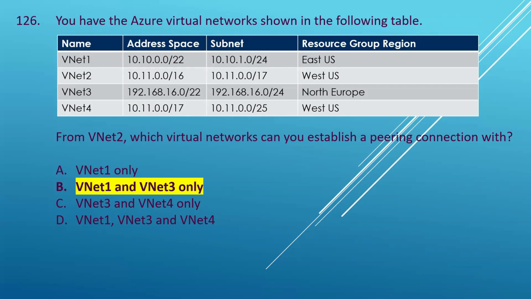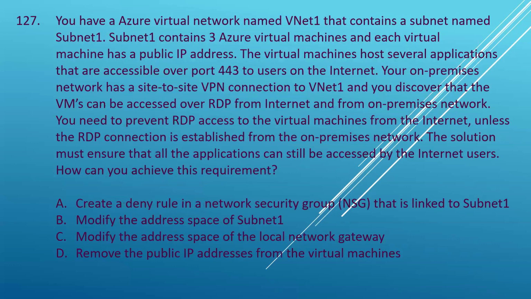Let's look at the next question. You have an Azure virtual network named VNet 1 that contains a subnet named subnet 1. Subnet 1 contains 3 Azure virtual machines and each virtual machine has a public IP address. The virtual machines host several applications that are accessible over port 443 to users on the internet.